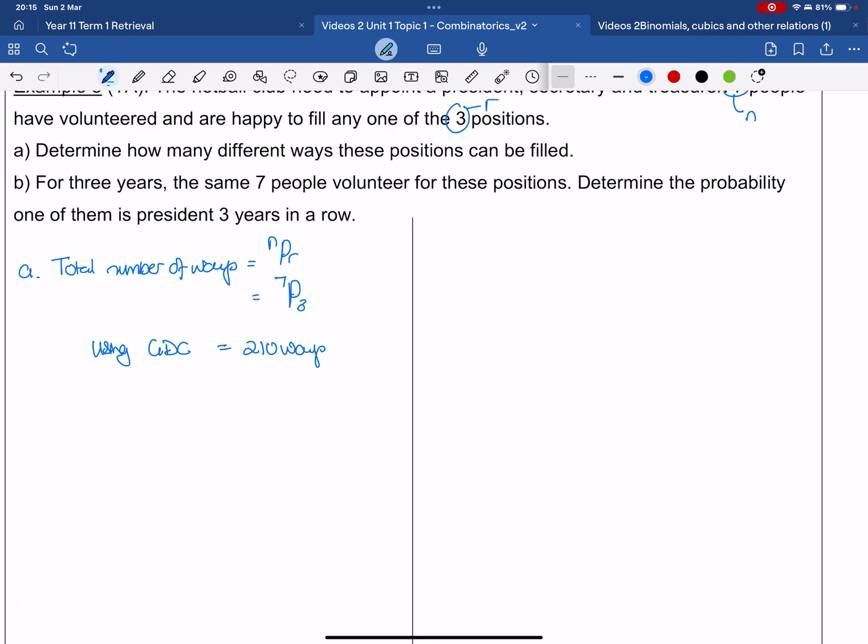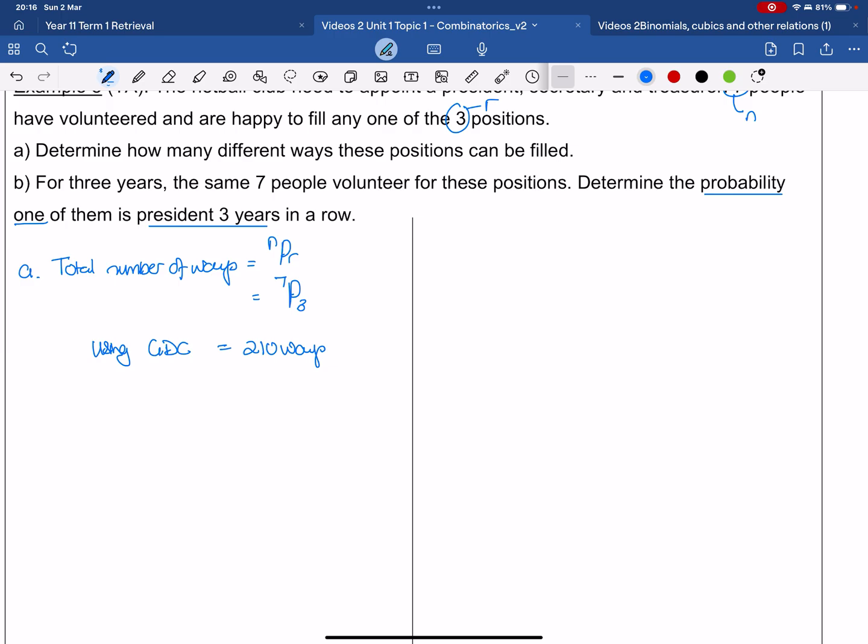All right. Now, for 3 years, the same 7 people volunteer for these positions. So I've still got 7 people. Determine the probability. Well, that means I'm going to have to know a total number of ways for something to happen, and then the number of ways for the thing that I'm interested in to happen. For 3 years, the same 7 people volunteer for these positions. Determine the probability one of them is president 3 years in a row. So I'm interested in only the president's position now, and one person being the president.